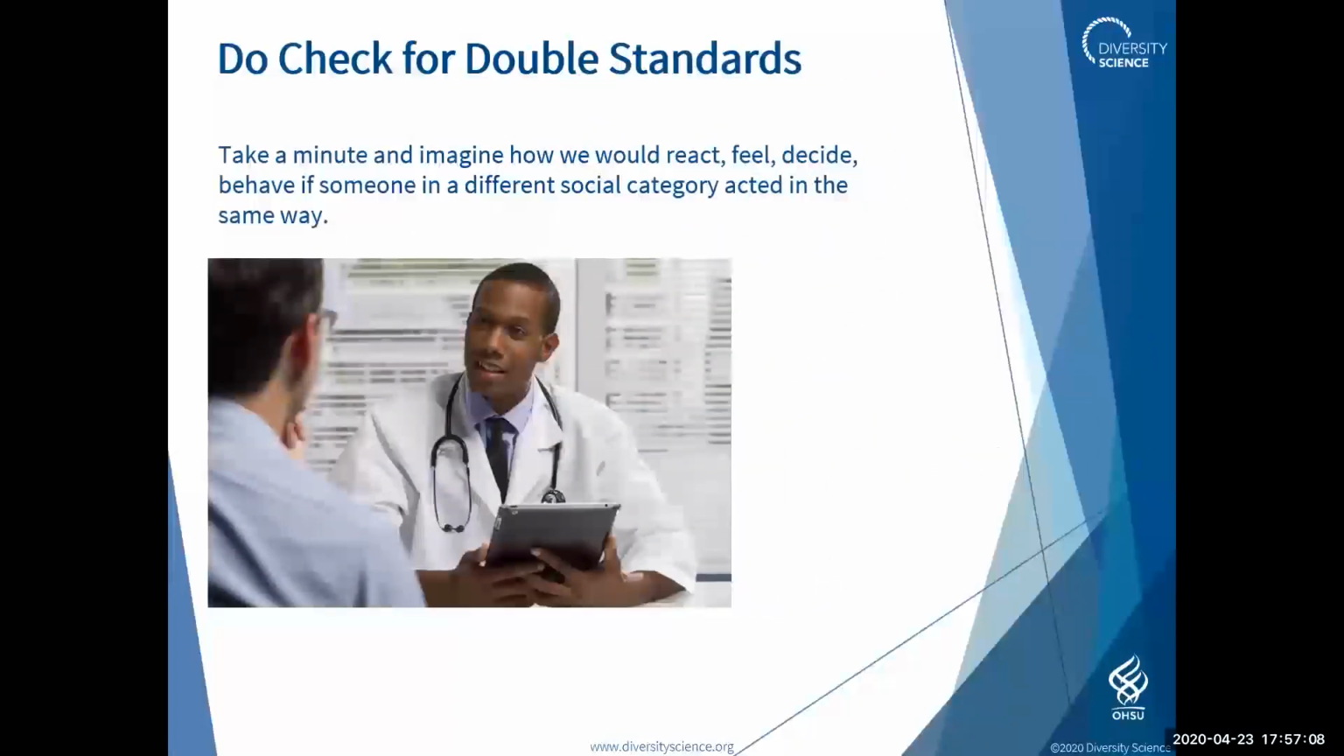Okay, a couple of little strategies that you can use. Check for double standards. So if you're interacting with someone and you're having a negative reaction to them, take a minute and imagine how you would react, feel, decide, or behave if someone else in a different social category acted in the same way. One of the things we were just doing in an intervention with nurses, but also with medical residents, is that we tend to have a bit of an automatic bias to think that women's symptoms might be psychogenic, or overreacting. There's this kind of stereotype that women make too much of their symptoms.